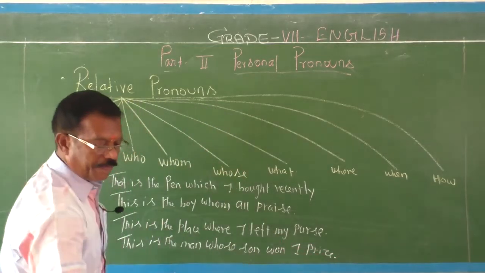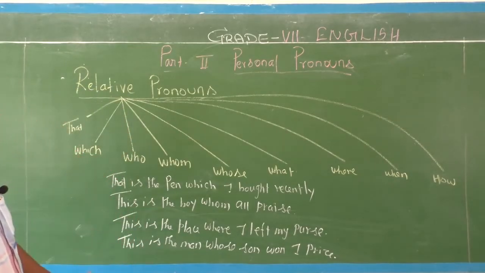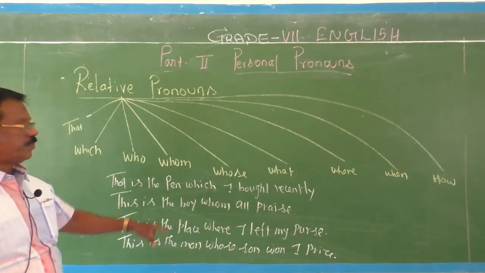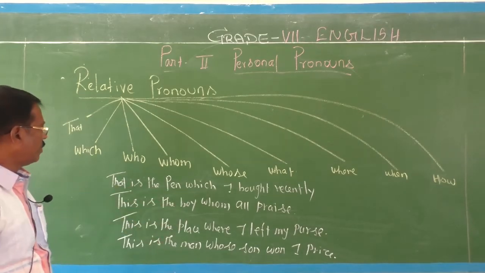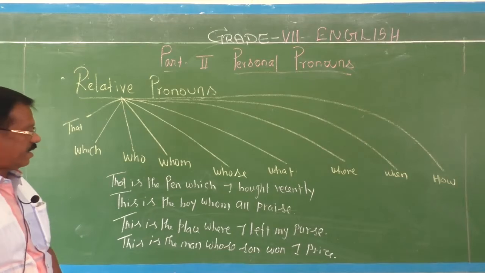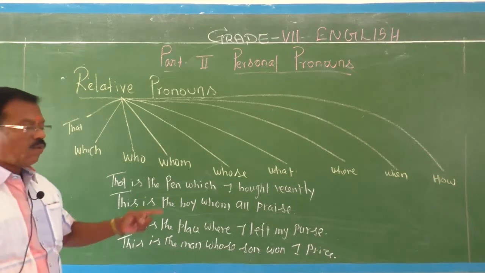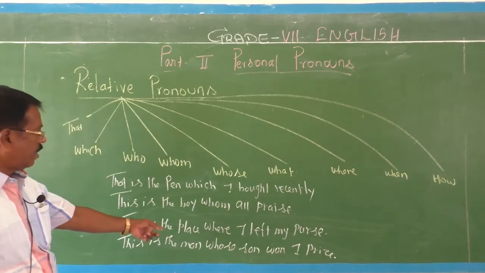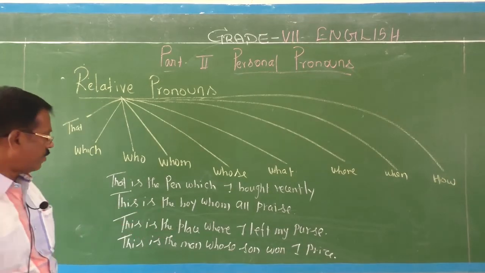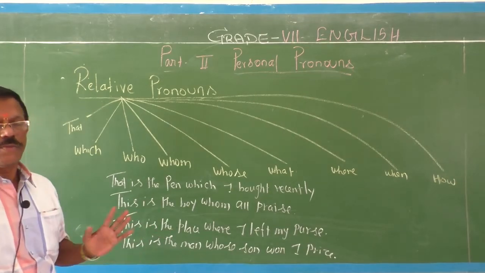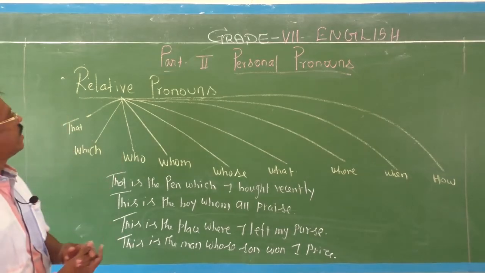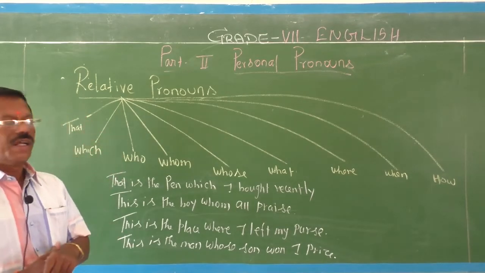Now go through all these examples, children. That's a pen which I bought recently: here the antecedent is pen, and which is the relative pronoun. The boy is the antecedent, and whom is the relative pronoun. Place is the antecedent, and where is the relative pronoun. Man is the antecedent, and whose is the relative pronoun. With the help of all these examples, you can understand the relative pronoun and its functions.